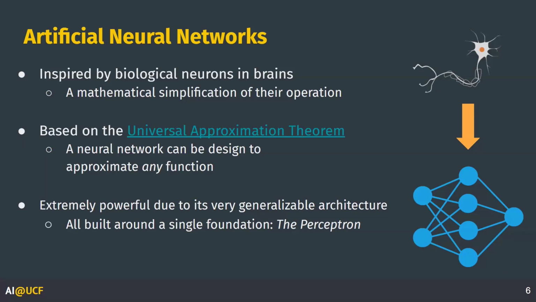The idea is that we take a very simple mathematical version of that operation to build our neural network. And it's all based around the universal approximation theorem, which basically says there is a neural network out there that can approximate any possible function. As long as you have a complex enough model, you could theoretically approximate any function to near exactness. And they're very powerful because compared to other traditional machine learning models, which had very specific structures, they're very generalizable because they're all built around this single foundation, the perceptron.